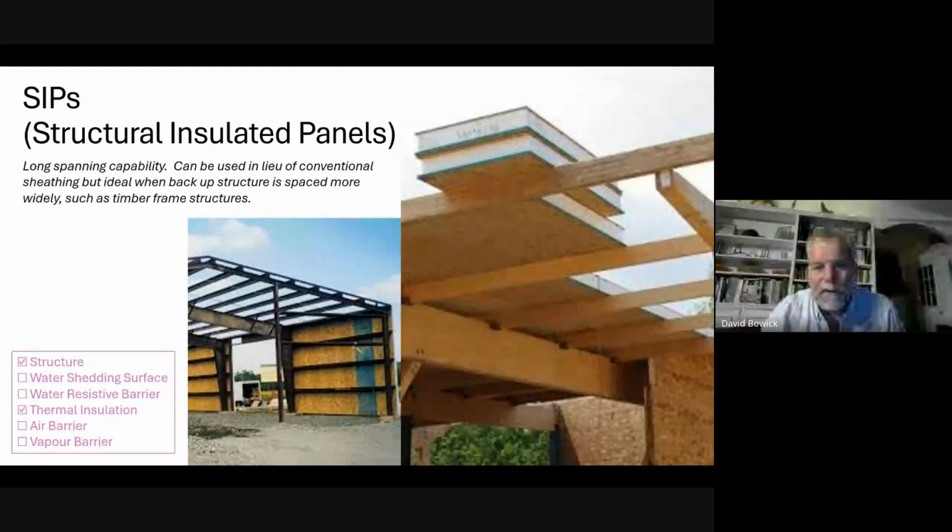This is a structural insulated panel. These are proprietary products. It looks like an Oreo cookie. It's got the white icing in the middle and the biscuit on either side. The biscuit is a sheet of OSB, which is oriented strand board, chipboard, and the icing in the middle is EPS, expanded polystyrene insulation.